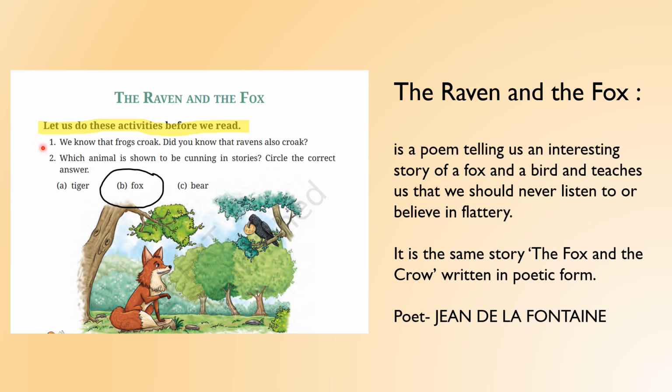First one is, we know that frogs croak. Croak means an unpleasant voice. So did you know that ravens also croak? Yes, crow and raven are almost the same. They also have an unpleasant voice, so they also croak. Next one is, which animal is shown to be cunning in stories? Circle the correct answer: tiger, fox or bear? Here I have already circled. This is the fox.